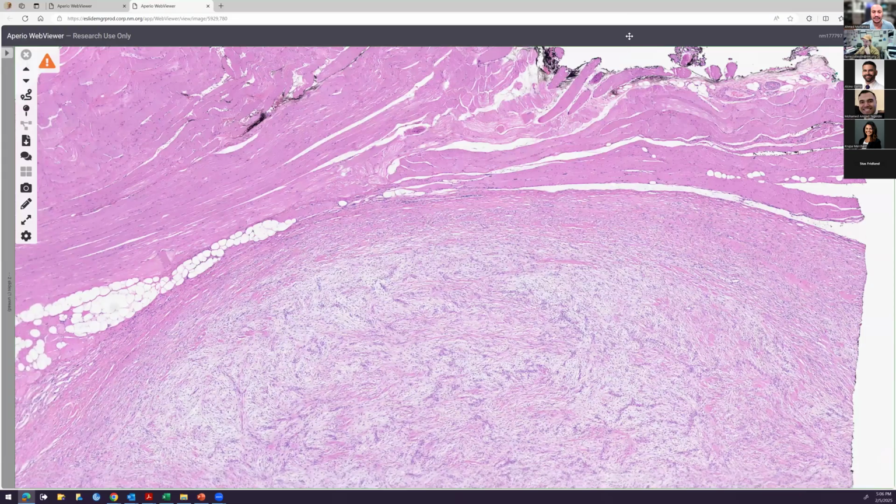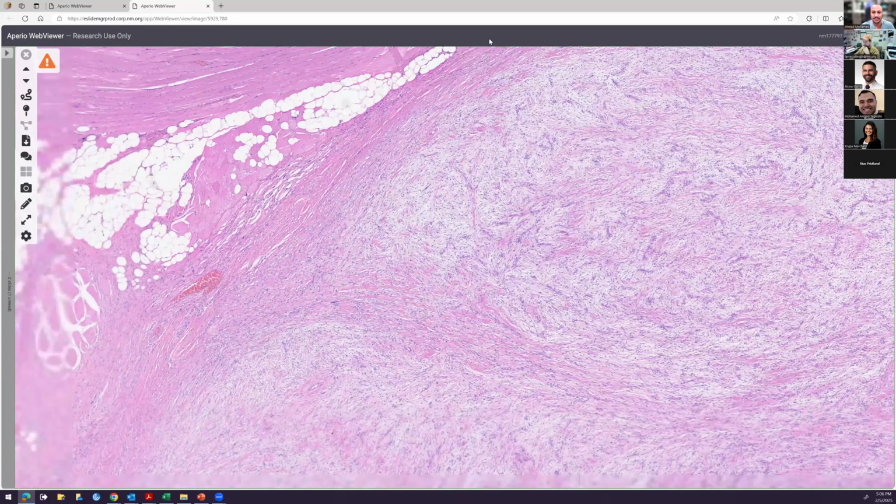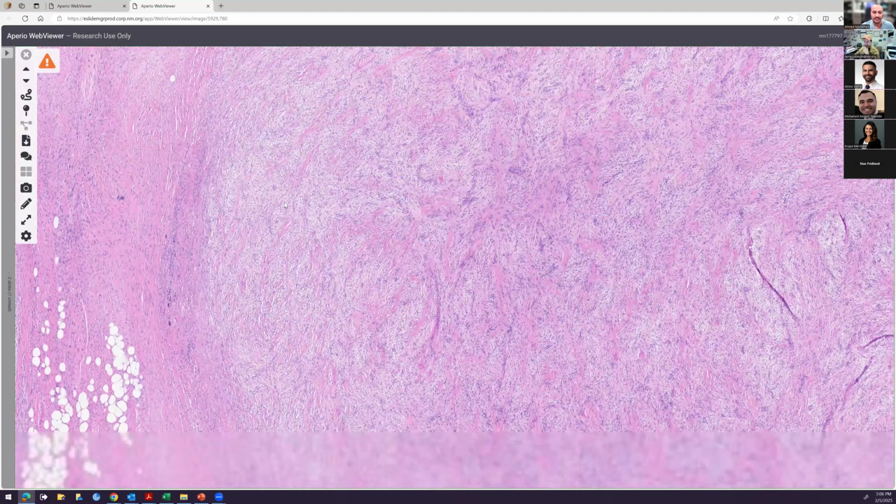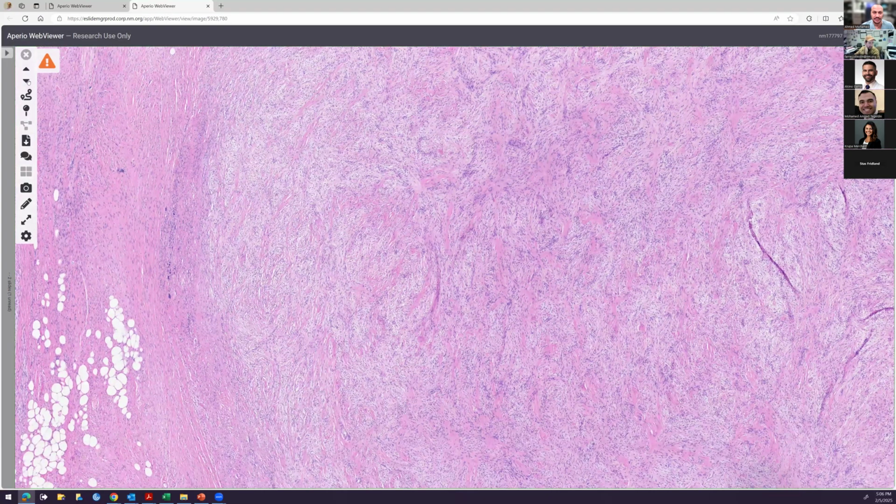So we can consider low-grade fibromyxoid sarcoma, and you want to do a MUC4 stain. Okay, so why MUC4? What exactly is MUC4 all about? What is the MUC4 stain?